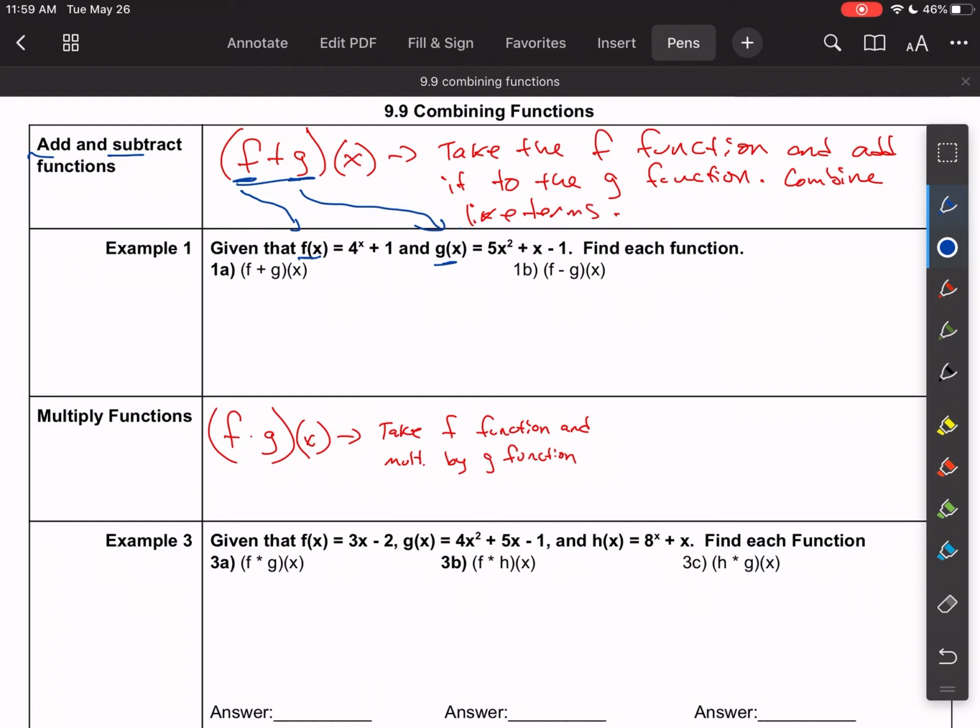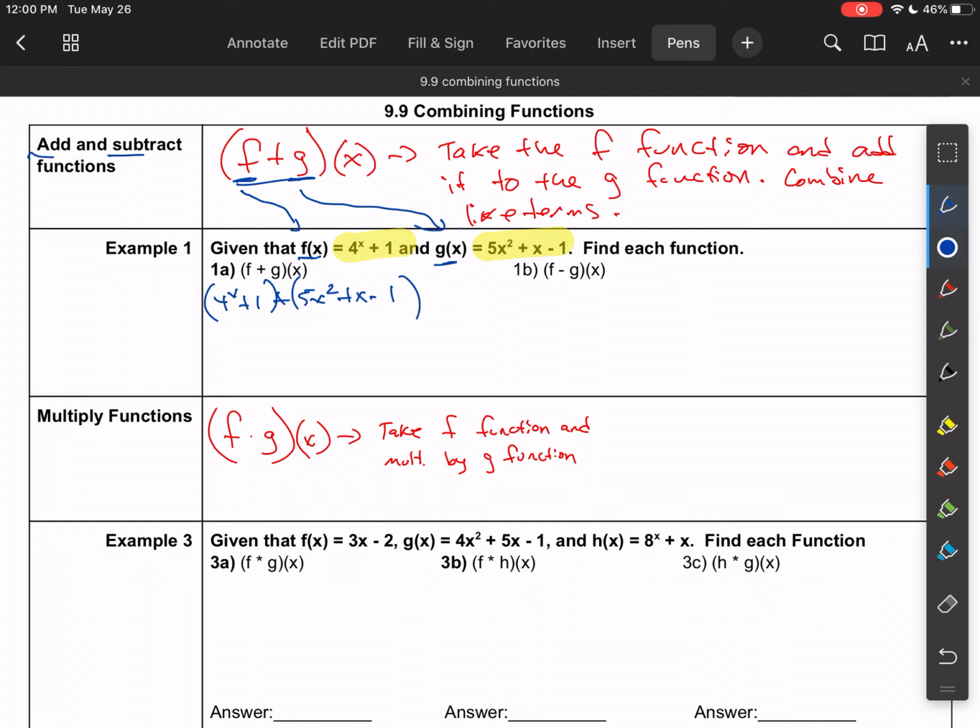Okay, so let's do this. Example 1a, sorry for the siren in the background there. So for example 1a, we have f plus g of x. So we're just going to take the f function, which is this guy, and add it to the g function, this guy. So take the two things, add them together. Okay, so let's do that. Let's take 4 to the x plus 1 and add that to 5x squared plus x minus 1.